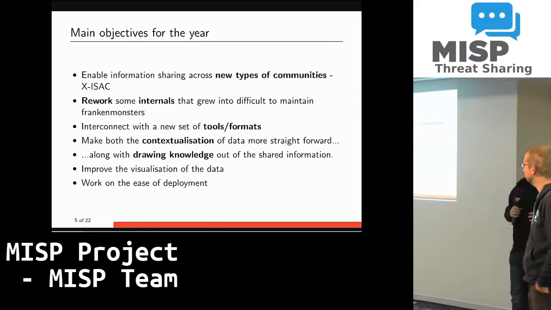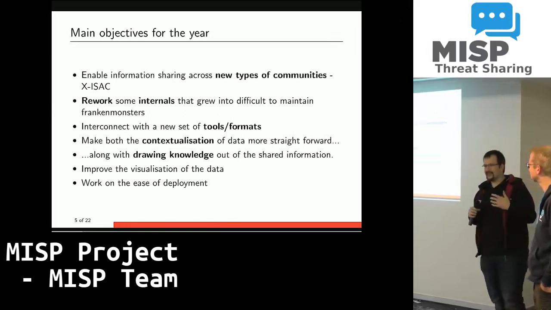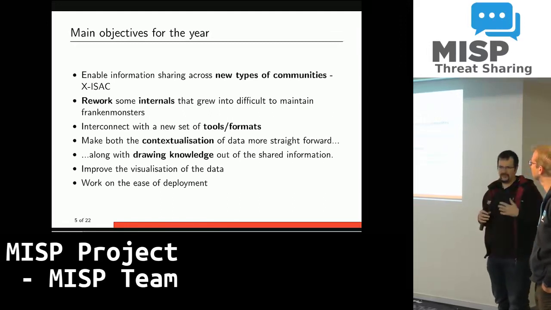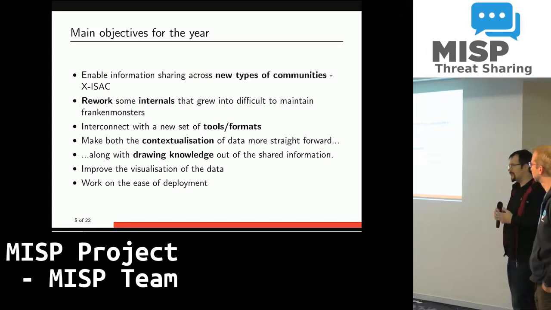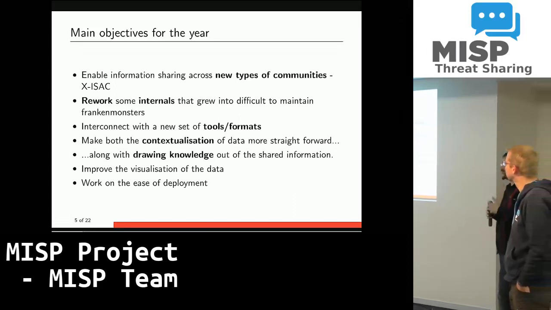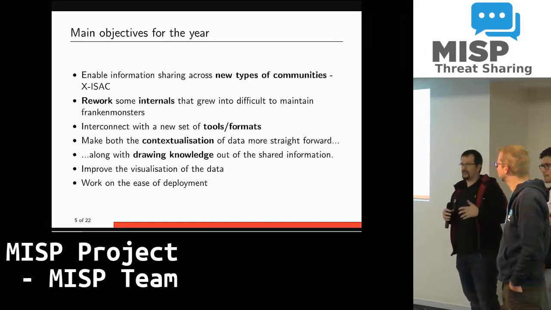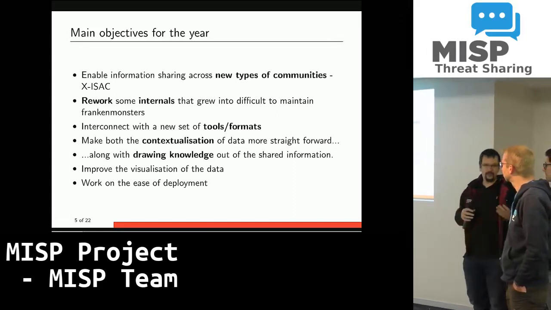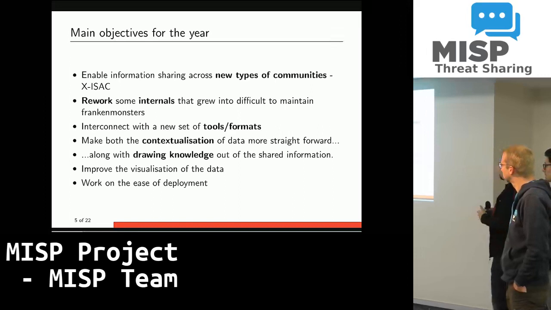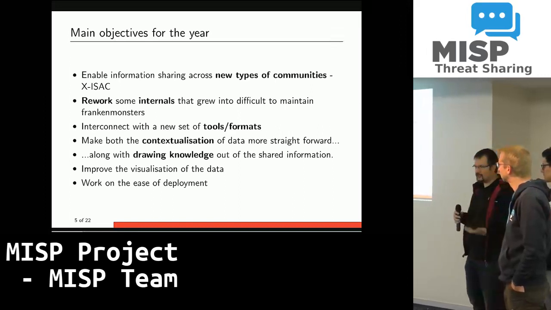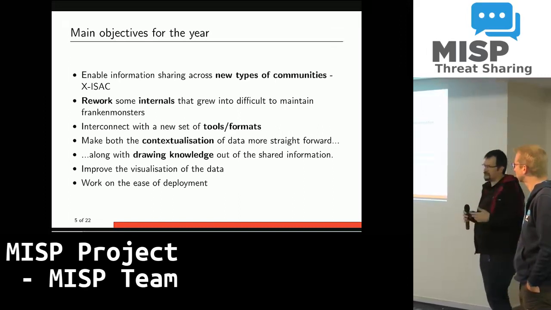Not necessarily people that are in the same sector of activities that we are in, but one of the things that we're trying to do is to branch out to other types of communities. We've seen that we have a direct benefit from these other types of communities sharing information back with us and for them to start sharing with each other. So our main goal with MISP is basically to increase information sharing at large, so that should not exclude other types of organizations.